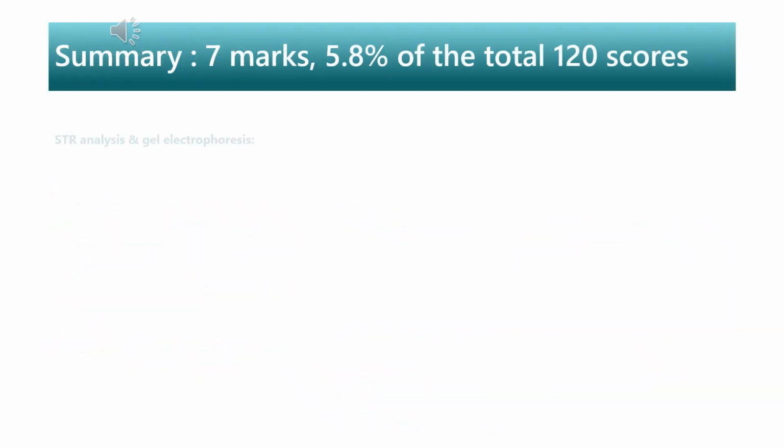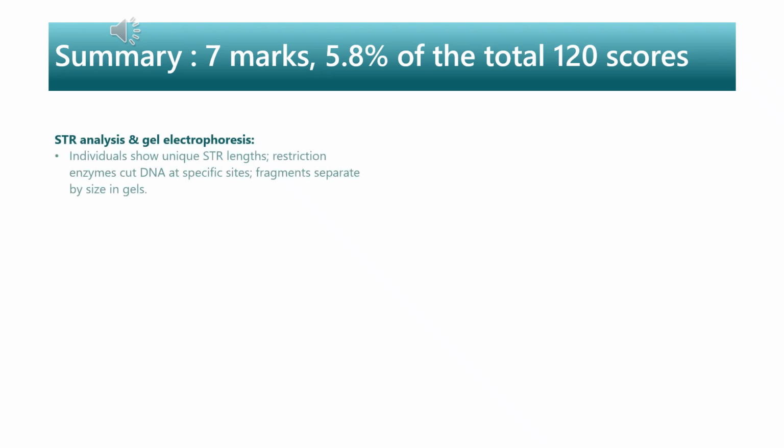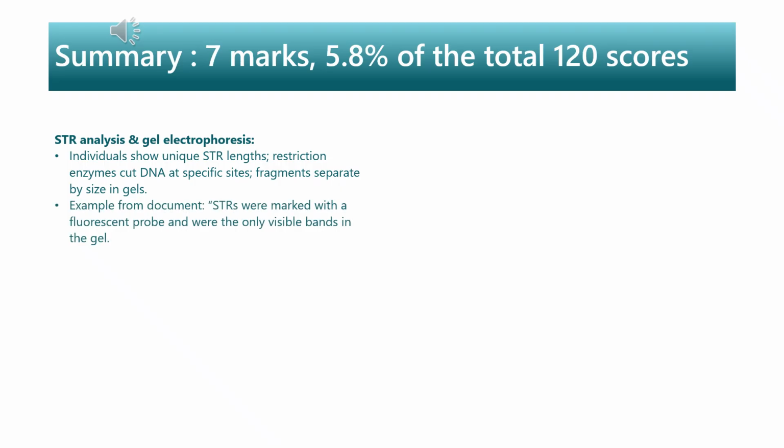STR analysis and gel electrophoresis. Individuals show unique STR lengths. Restriction enzymes cut DNA at specific sites. Fragments separate by size in gels. Example from document: STRs were marked with a fluorescent probe and were the only visible bands in the gel.